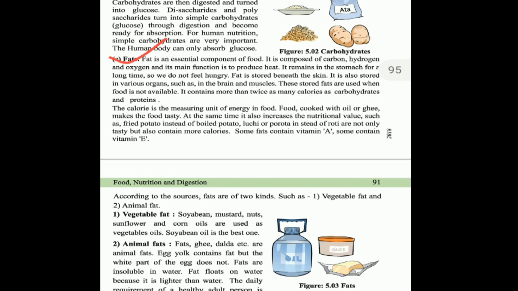Food cooked with oil or ghee makes the food tasty. At the same time, it also increases the nutritional value, such as fried potato instead of boiled potato. Luchi or parota instead of roti are not only tasty but also contain more calories. This is a very important point. Fat contains vitamin A and vitamin E also.